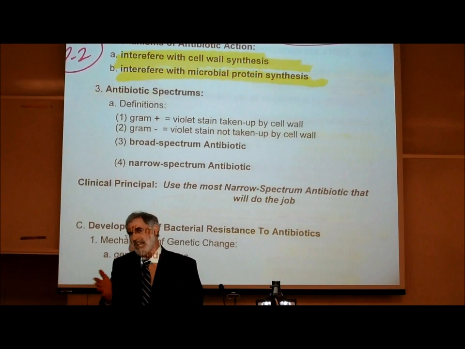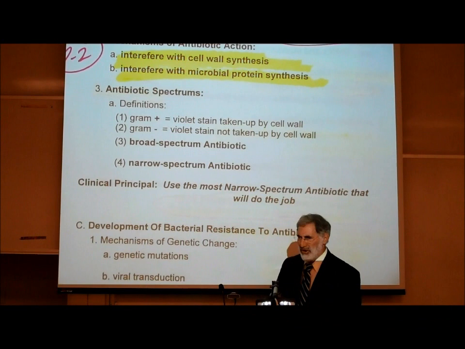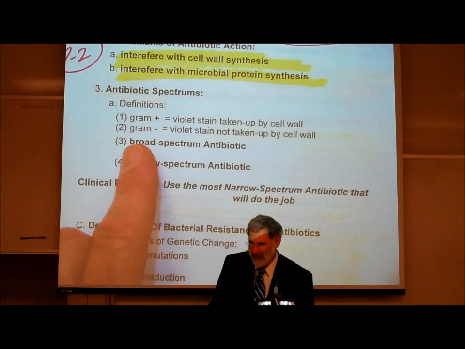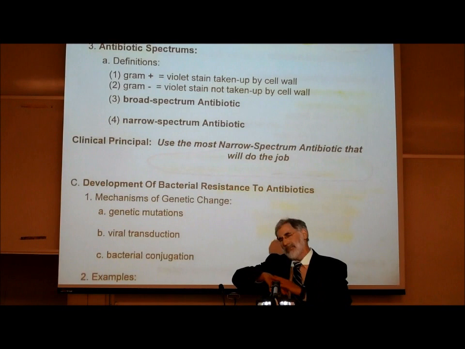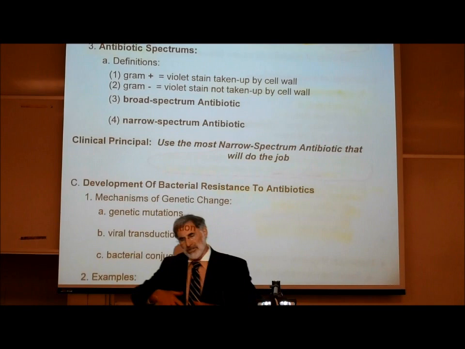Now, as all of you well know, one of the major ways of differentiating bacteria is using the Gram stain. And so those bacteria that absorb this violet stain are said to be gram-positive. Those that do not take up that Gram stain are said to be gram-negative. We use the terms regarding antibiotics, and we describe them as broad spectrum or narrow spectrum. And that has to do with how many different types of bacteria it affects.